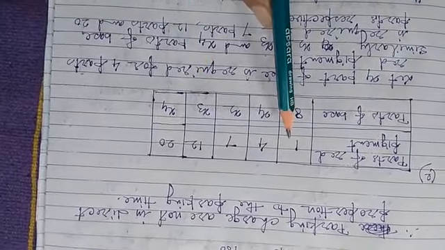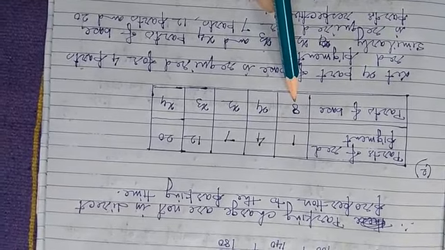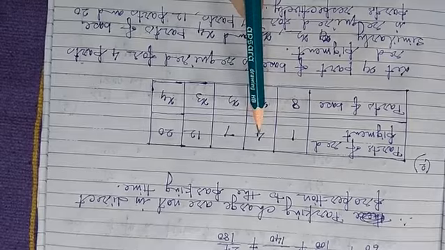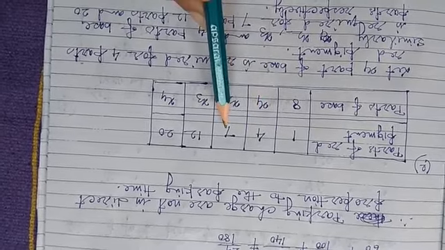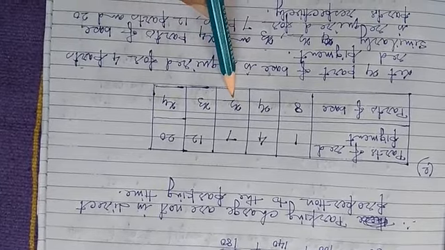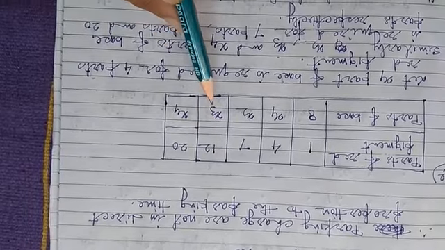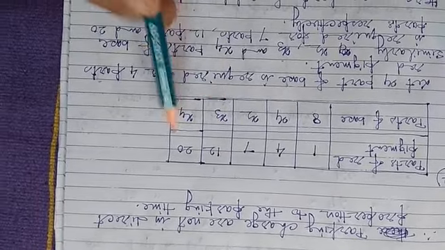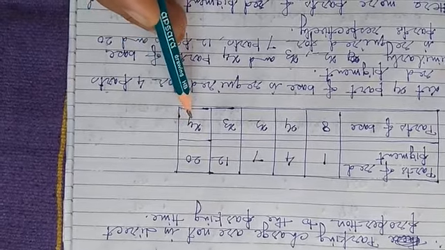1 part red pigment is mixed with 8 parts base, it is given. So when the red pigment is 4 parts, what is the part of base? When the part of red pigment is 7 parts, then what is the part of base? When the part of red pigment is 12 parts, what is the part of base? And when the part of red pigment is 20, then what is the part of base?